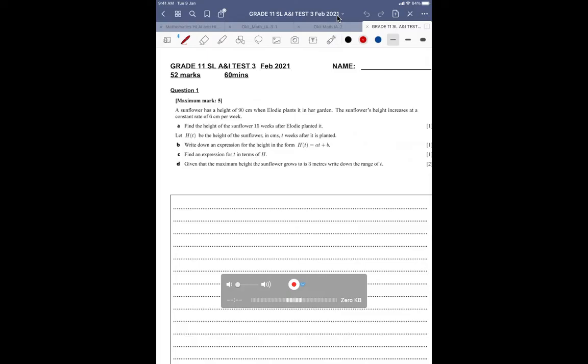All right, first one, find the height of the sunflower after 15 weeks. A lot of you got confused by, oh, there's a formula for arithmetic. Okay, and the thinking was correct because this is arithmetic, but if you actually just even draw a little picture, there you go, there's your ground. The sunflower has a height of 90 centimeters when it's planted. So there's 90 centimeters.